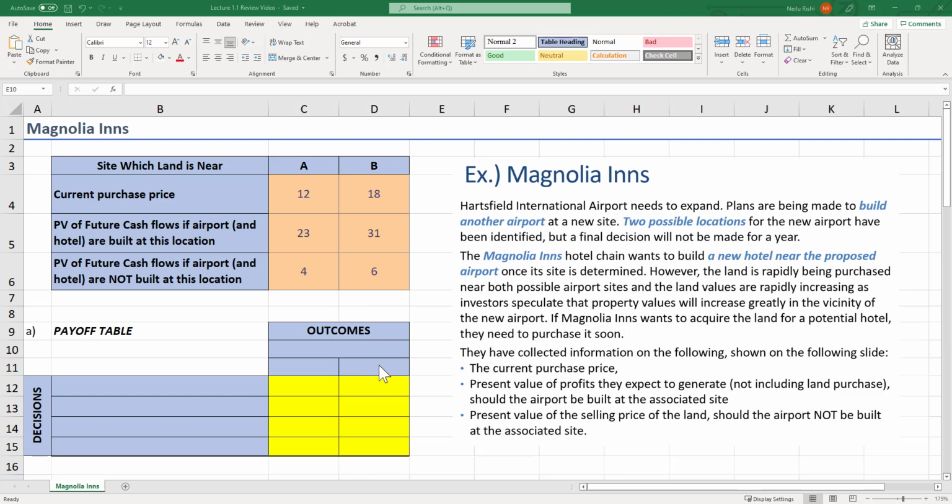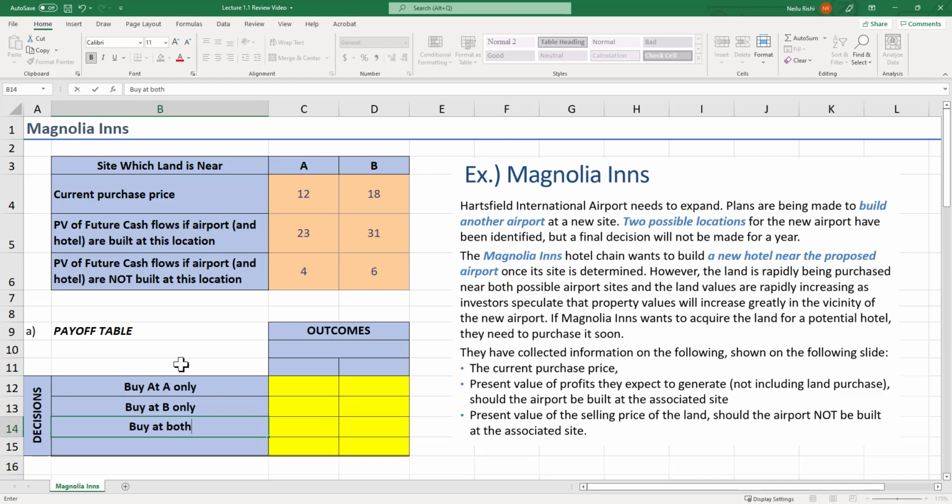From this information, the first thing we did was create a payoff table. First, we need to structure our payoff table with decisions in either the rows or columns and outcomes in the opposite row or column. So for decisions, I have them set up as rows. So our decisions, as listed in the question, were we could either buy at A only or buy at B only, buy at both A and B, or buy nothing at this time.